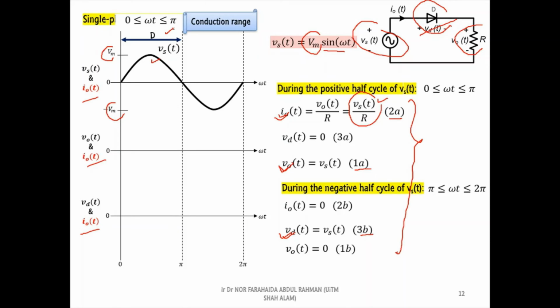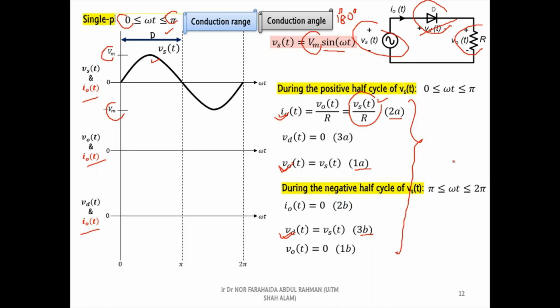From the range, we can calculate the conduction angle of the diode by subtracting pi with 0. As a result, the conduction angle of diode D is pi or 180 degree conduction angle. This conduction angle indicates that the diode is only conducting current for 180 degrees or half of a complete cycle of the rectifier operation.